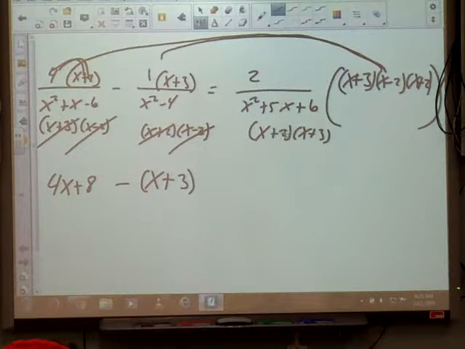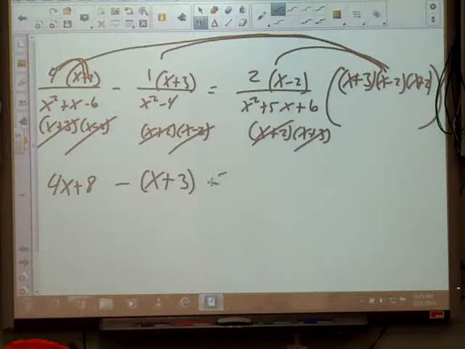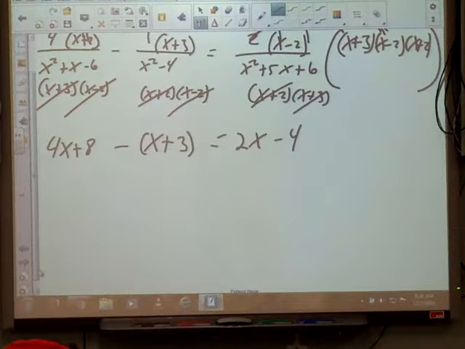Alright, now on the 2, the x plus 2 will cancel with that. The x plus 3 will cancel with that. So it's got an x minus 2 left. So that makes 2x minus 4. Alright, not bad. Not bad. Y'all seem to be okay there.